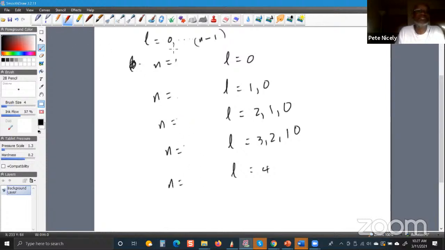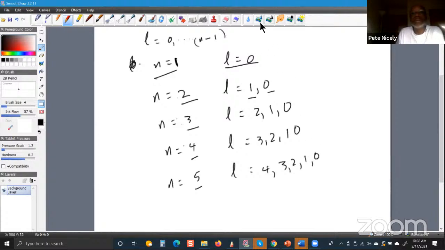Let me correct this. N equal 1, N equal 2, N equal 3, N equal 4, N equal 5. Basically, if N is equal to 1, L can only be equal to 0. If N is equal to 2, L can be equal to only 1 and 0. If N is equal to 3, then L is equal to 2, 1, 0. If N is equal to 4, L is equal to 3, 2, 1, 0. And if N is equal to 5, then L is equal to 4, 3, 2, 1, and 0.